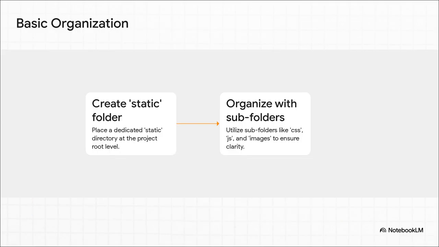So the very first step to getting organized is super simple. You just have to follow Flask's own rules. It's looking for a folder named static, right in your project's main directory. Just create that, and then inside it, make some subfolders like CSS, JS, and images. Boom, you're already miles ahead on the path to a much cleaner project.